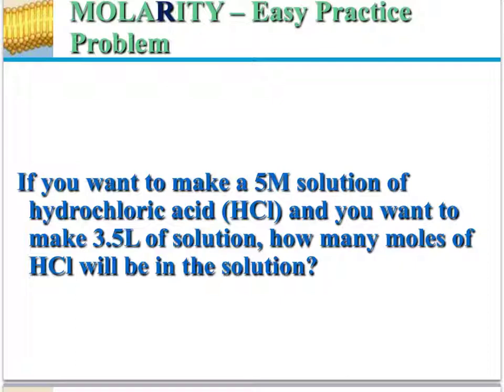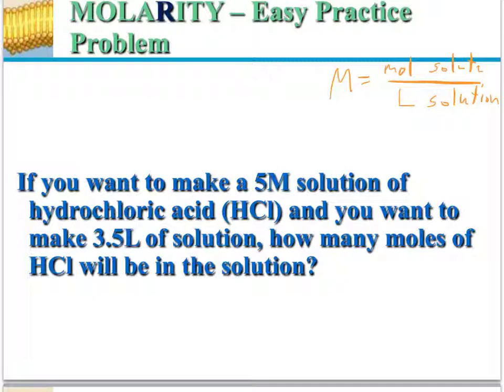Now we're going to try some practice problems. First we'll do an easy practice problem. It says if you want to make a 5 molar solution of hydrochloric acid and you want to make 3.5 liters of solution, how many moles of hydrochloric acid, HCl, will be in the solution? Well, first of all, we have to take our equation. We know that molarity is equal to moles of solute divided by liters of solution.